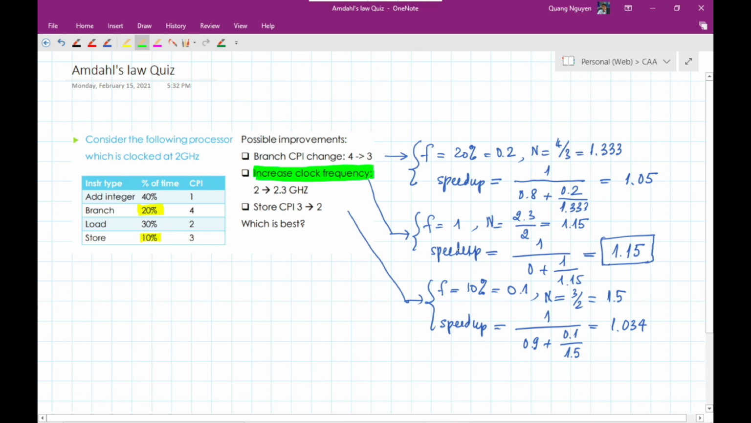Okay, so that concludes our section about Amdahl's law, and it also concludes the first chapter about evolution and performance.